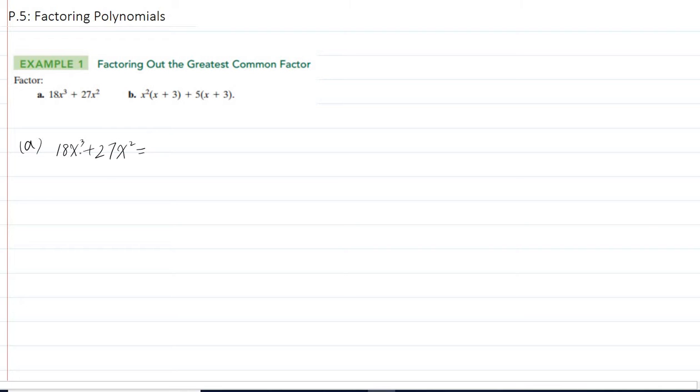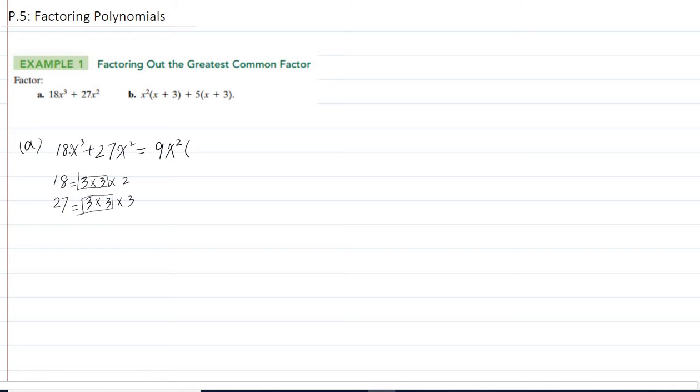If you look at this 18 and 27, what is the greatest common factor for those numbers? We realize you can break this down as 3 multiplied by 3 multiplied by 2. I can do this for 27, so I realize the greatest common factor is going to be 9. So we're going to take a 9, and also I realize here we have x cubed and x squared, so that will be x squared.